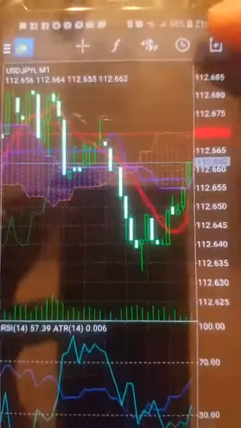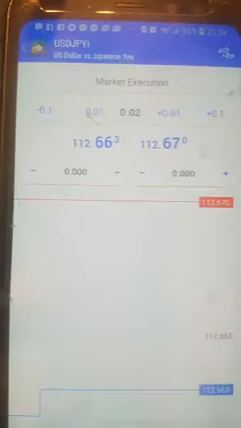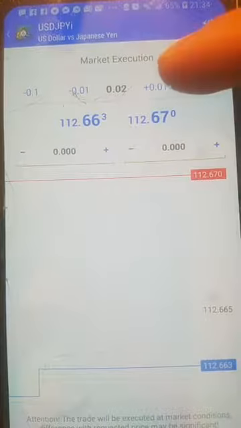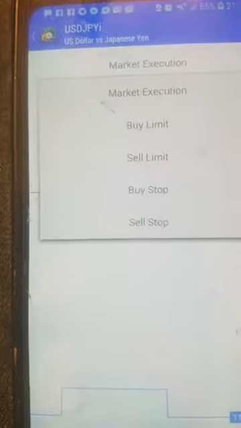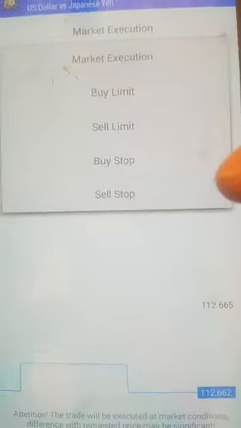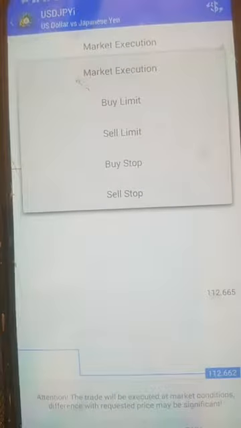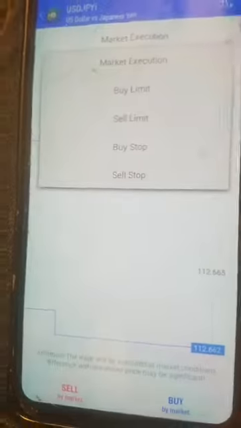Enter the trade. You hit this plus button. You do a market execution, which means you would buy or sell right now. And then you can also do these, where if you think the market's going to turn around later, you can set a buy limit or a sell limit, or a buy stop and a sell stop. So a buy stop and a sell stop would be like, I want to buy when it starts at this pip. So you'd always do your pips.